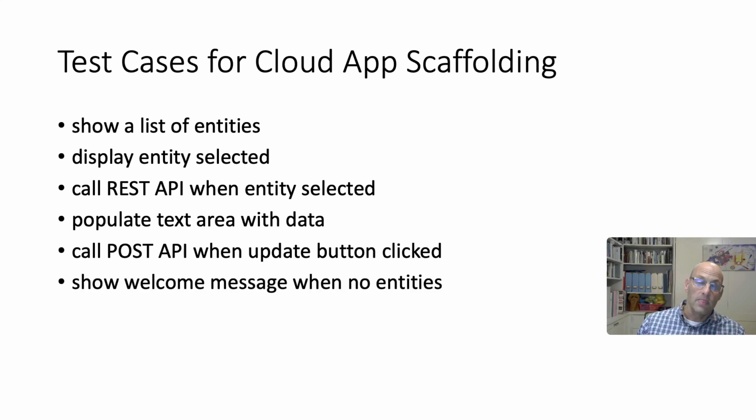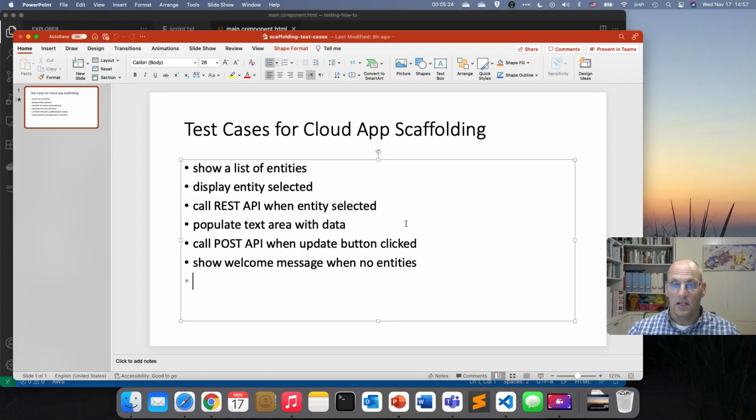And then finally, I can test that if there are no entities in Alma, then I will see the welcome message in the Cloud App. If you recall, when we first went to the Cloud App, there were no entities in Alma because we were on the dashboard, and in the Cloud App there was a welcome message. So these are 6 tests. There are probably more that you could think of that you want to test, but this will give us a good start to understand how to do testing in Cloud Apps.